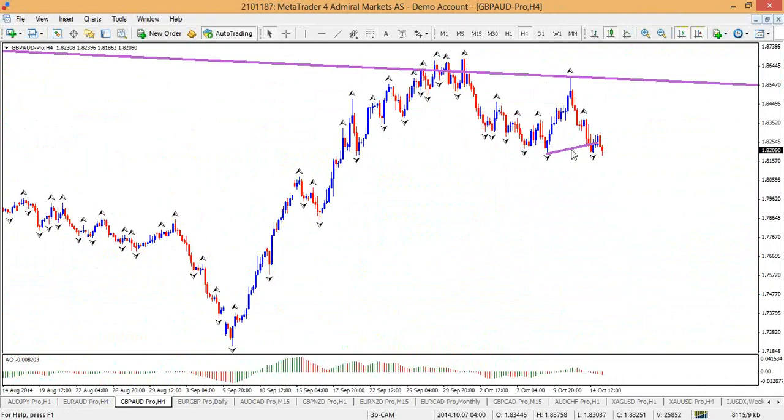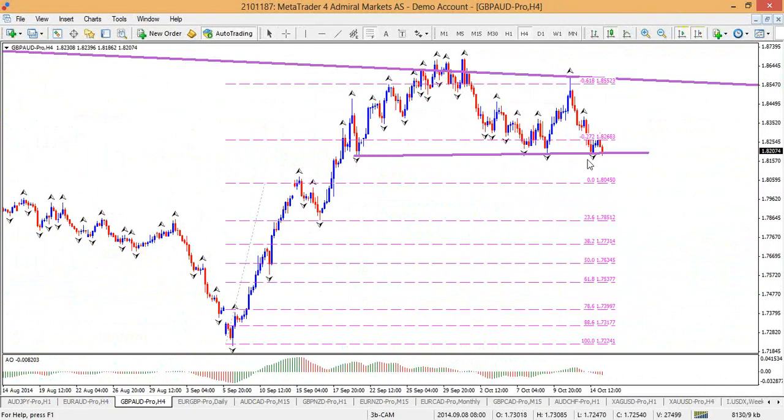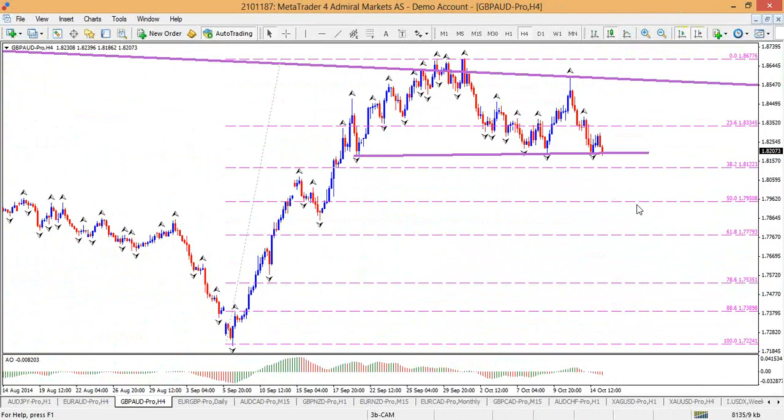I did a long analysis together with you yesterday. If we break this particular support trend line, we could see a fall down to these fibs, specifically the 50, I would say.